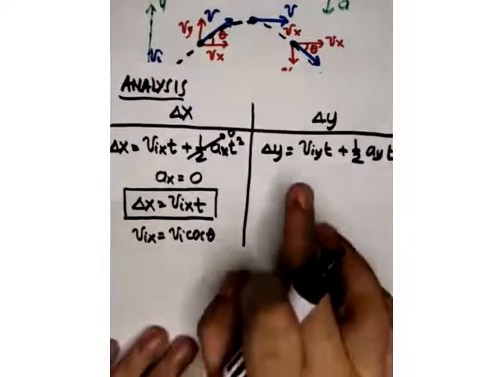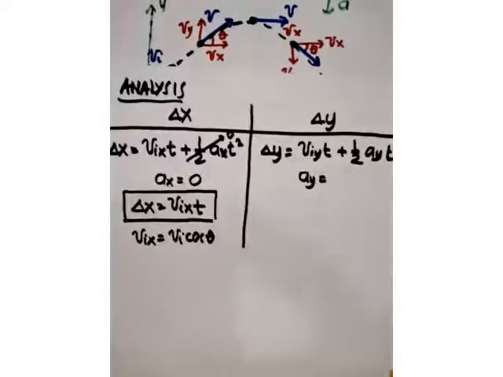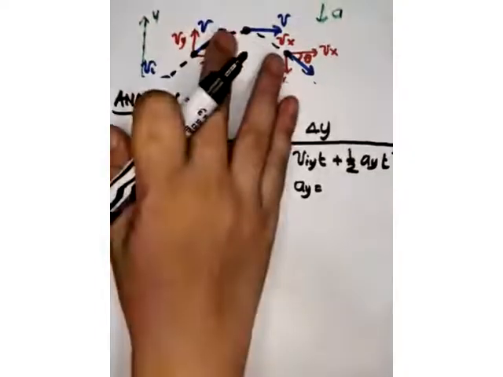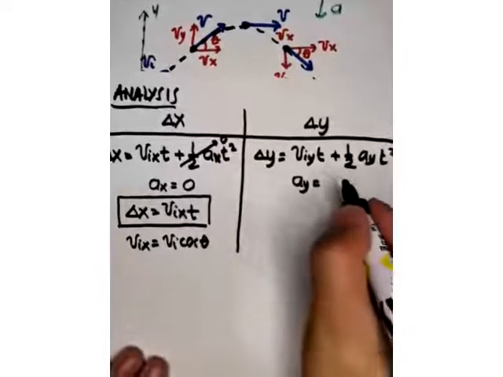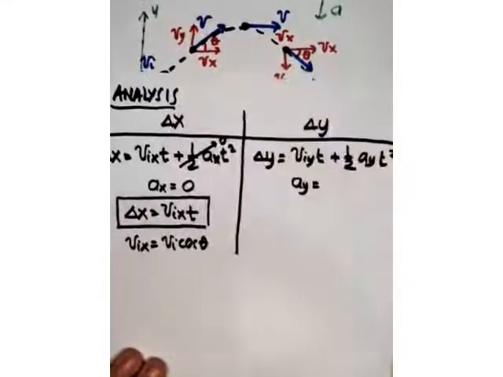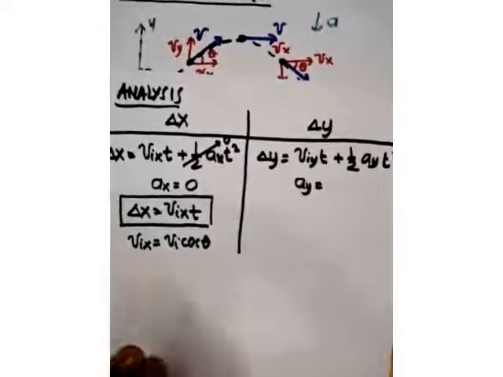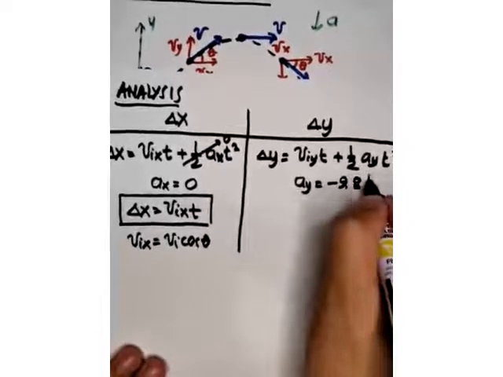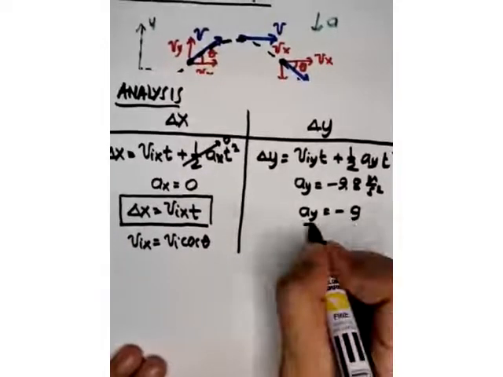Next, how about what's the value of AY? Okay, so tama ka, Darwin. Since, di ba na-mention kanina that the only force acting on it is gravity and it is accelerating only due to gravity. So that's 9.8 meters per second squared. So therefore, AY is equal to negative G.